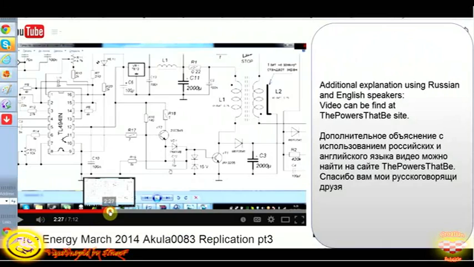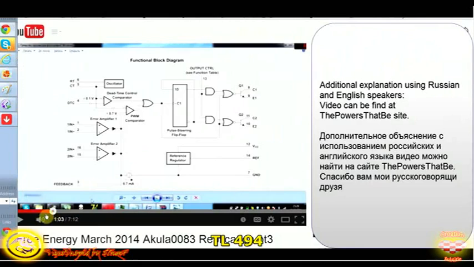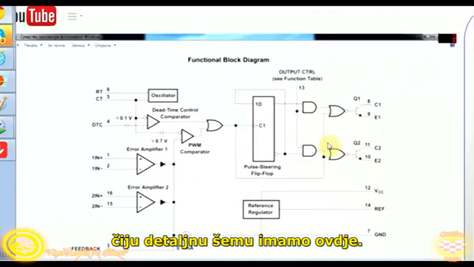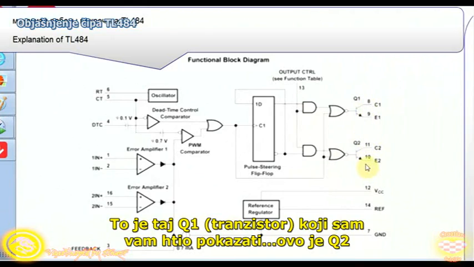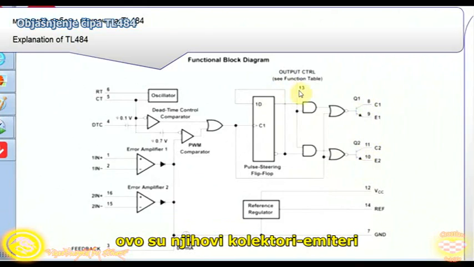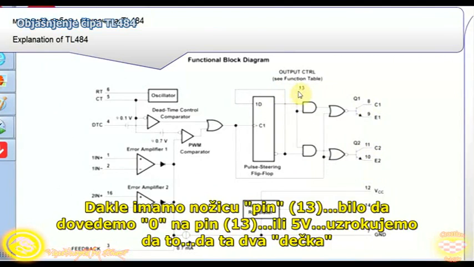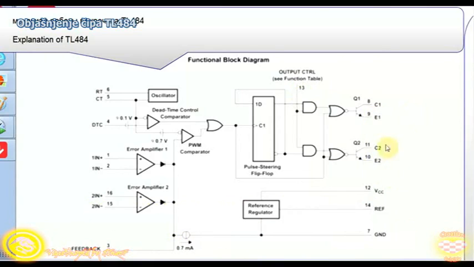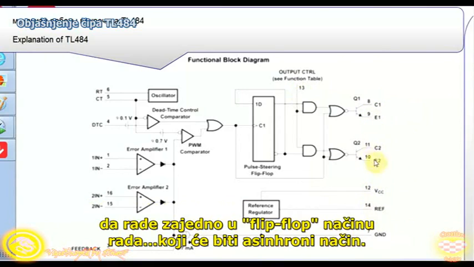That's the microchip, TL494. Let's see what we have in here. That's the Q1 that I was showing, that's the Q2, that's the collector emitter. Now we have a leg 13. We put 0 on leg 13, or we put 5 volts at leg 13. We are either causing those two guys to work together or work in flip-flop mode, which would be asynchronic mode.